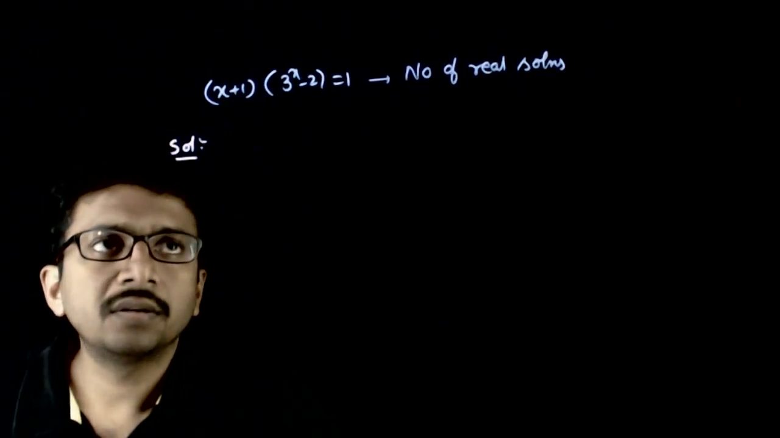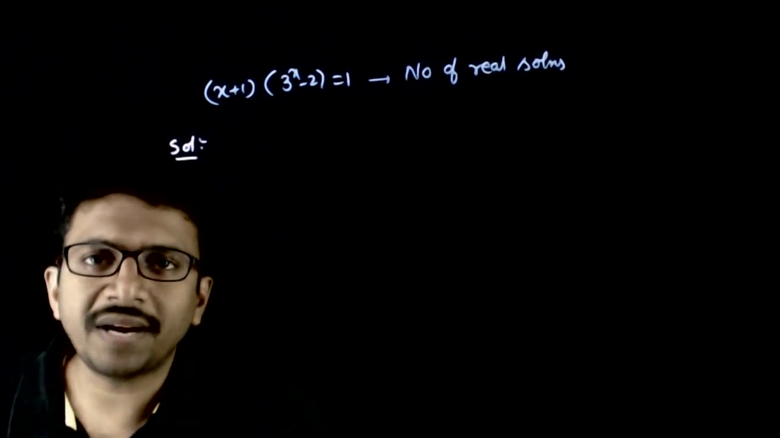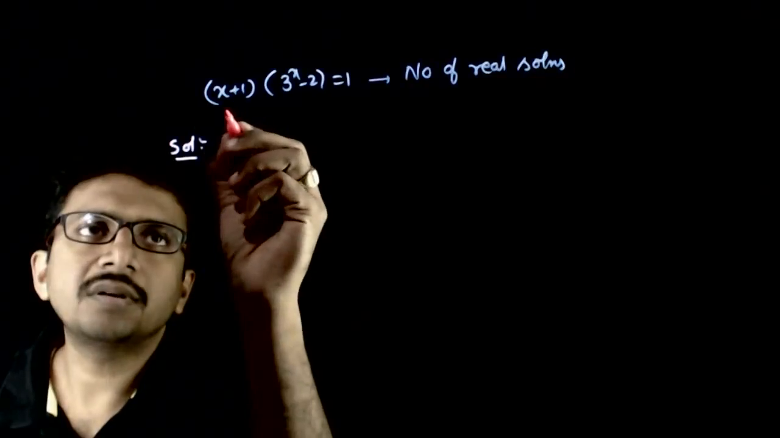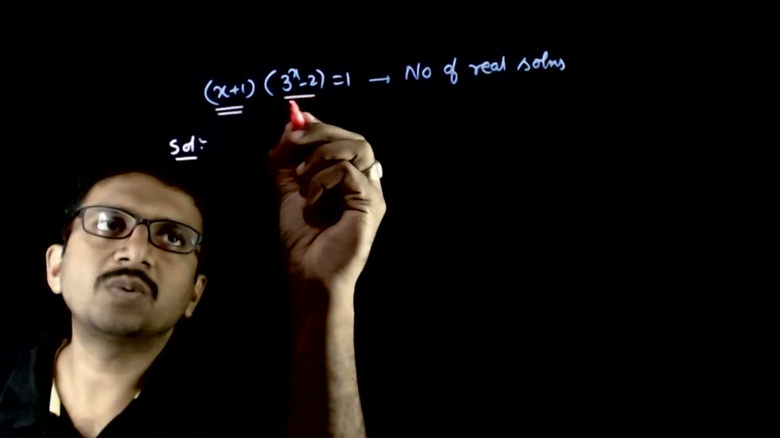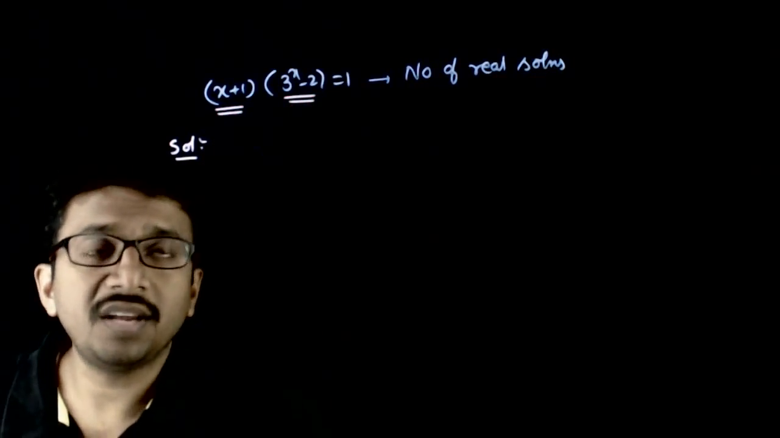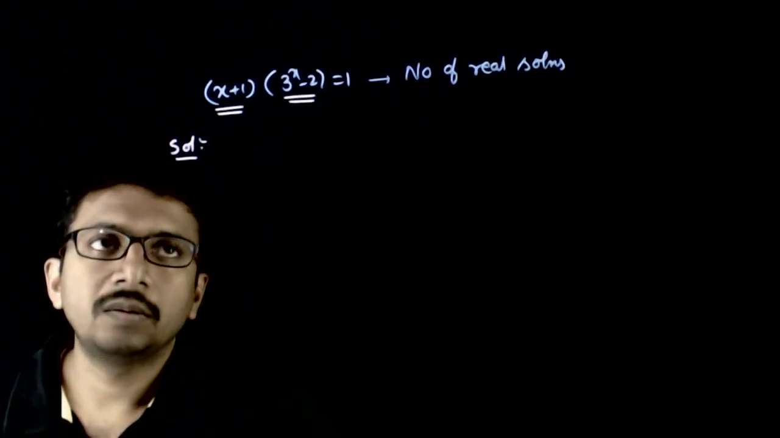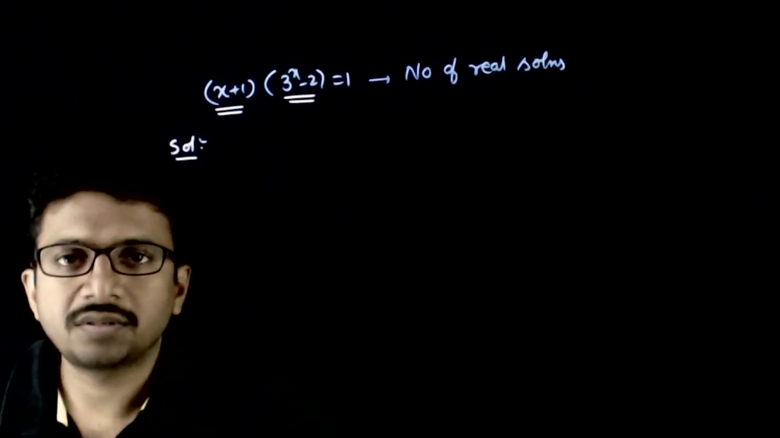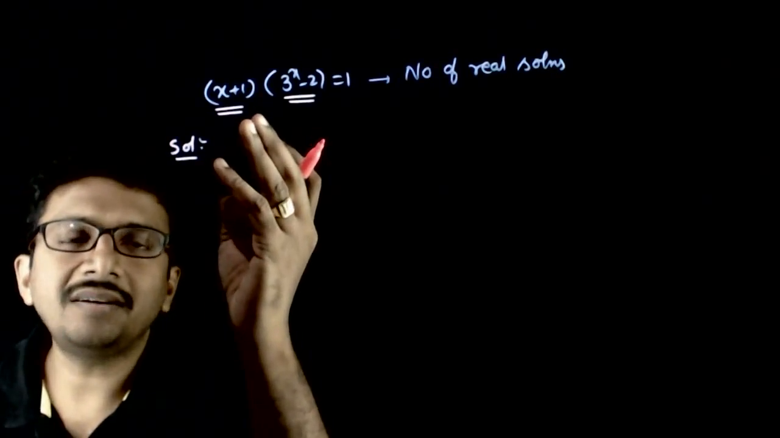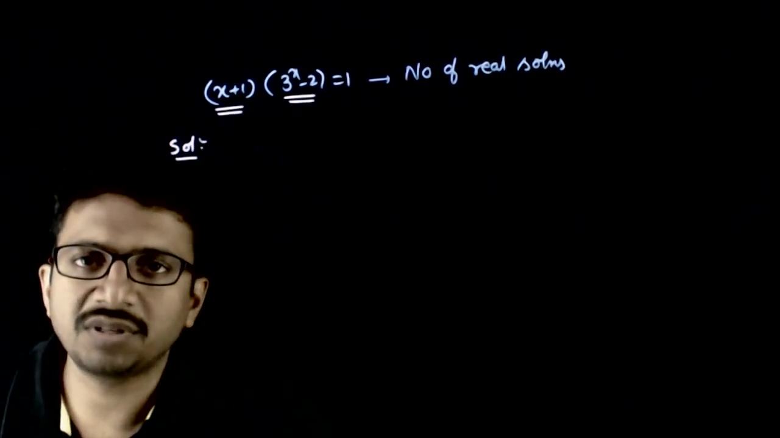So welcome students. In this question you are asked to find the number of solutions to the equation (x + 1) · 3^x − 2 = 1. So how do we do this? This is not a standard type of equation which can be solved.